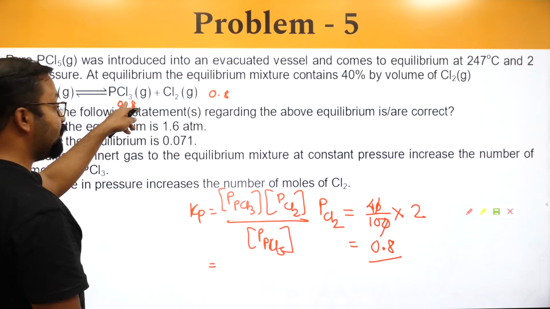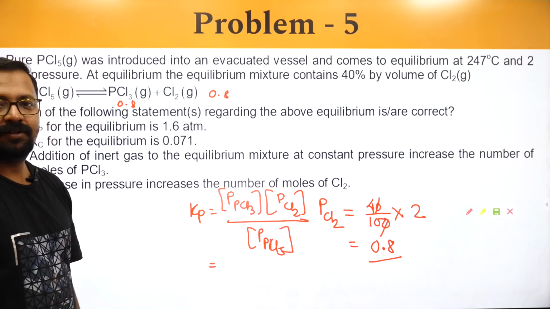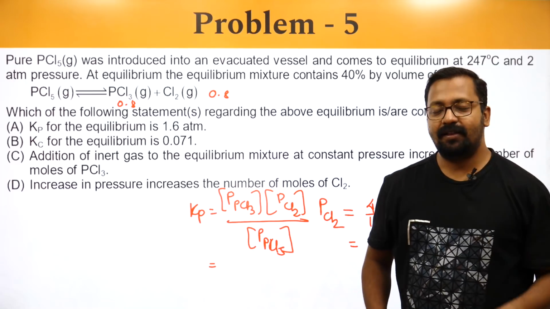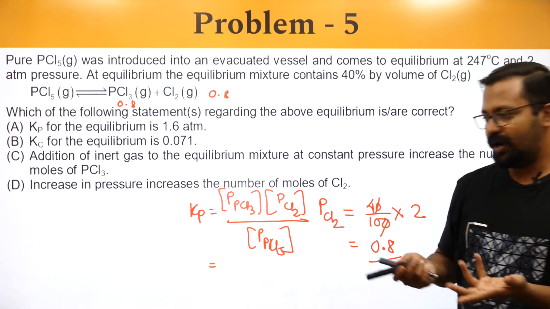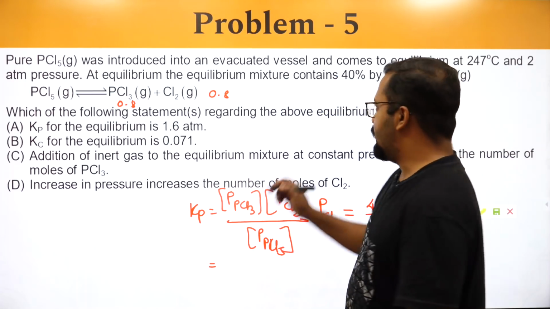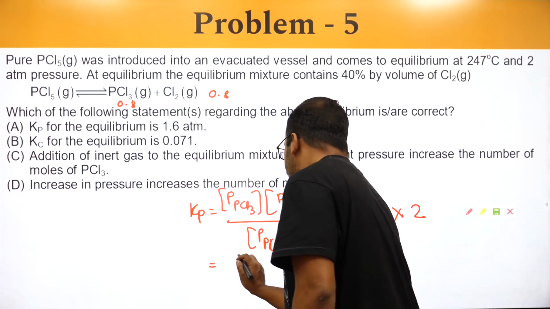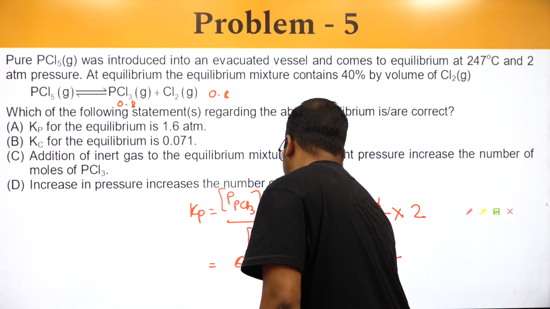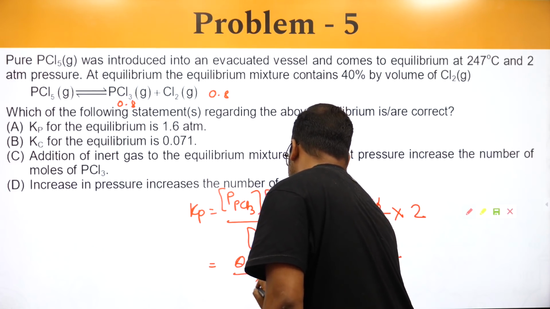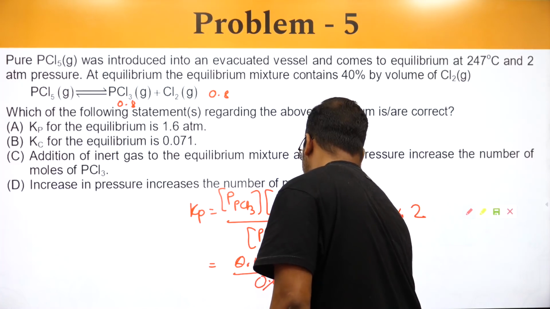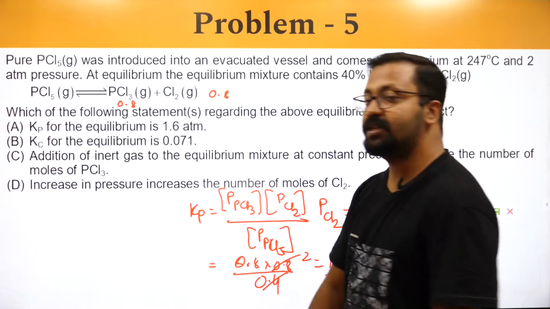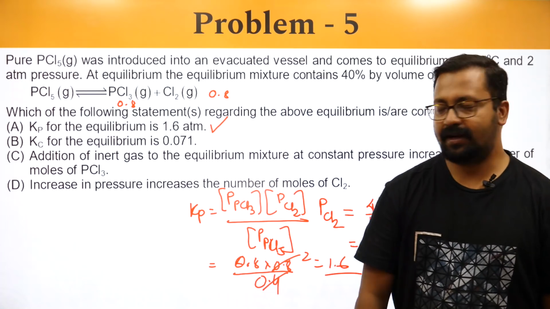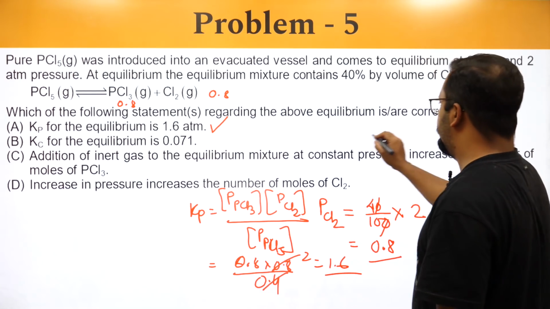ये 40% है, ये भी 40% रहेगा, ये 20% रहेगा. Okay, so if 40% is 0.8, then what would 20% be equal to? 20% will be equal to 0.4. So our answer will be how much? 0.8 times 0.8 is 1.6. First statement is correct.